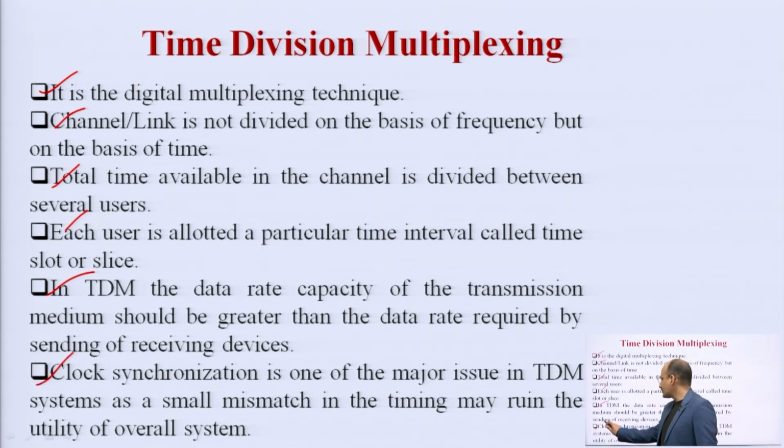Also, clock synchronization is one of the major issues in a TDM system, as a small mismatch in the timing may ruin the utility of the overall system. I already told you about time synchronization, because you are going to transfer the data in time mode. If any time mismatch is there, any user can lose its turn or its slot, which will result in a particular capacity loss.